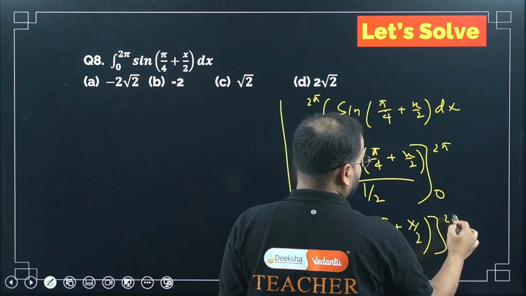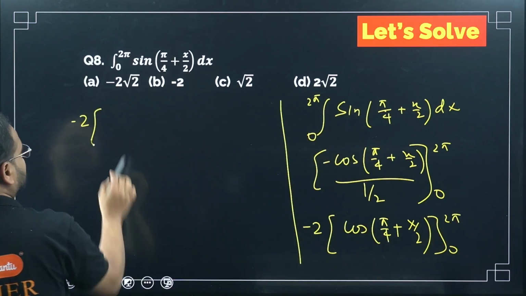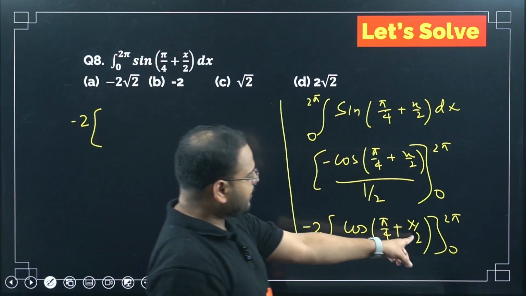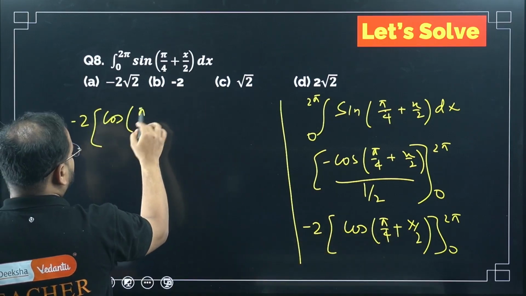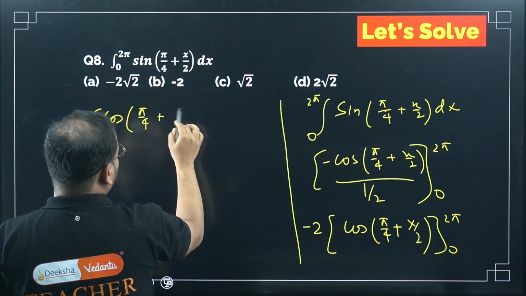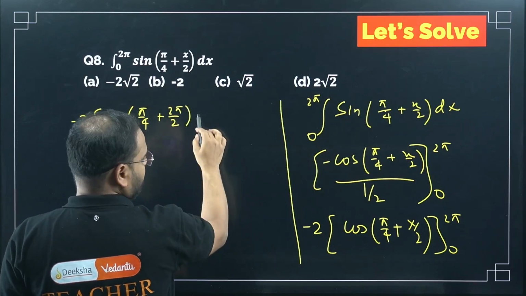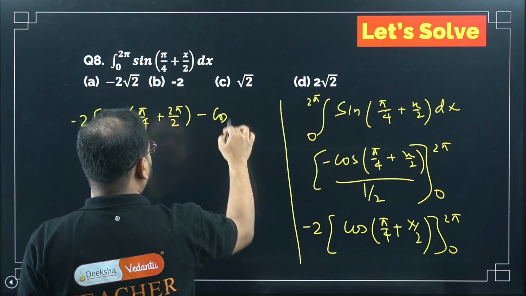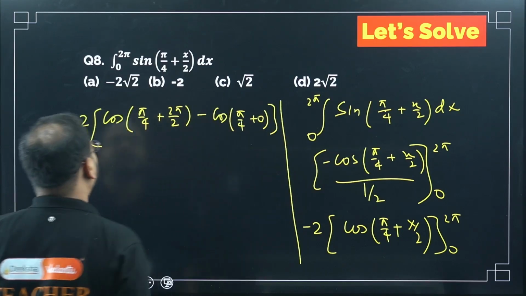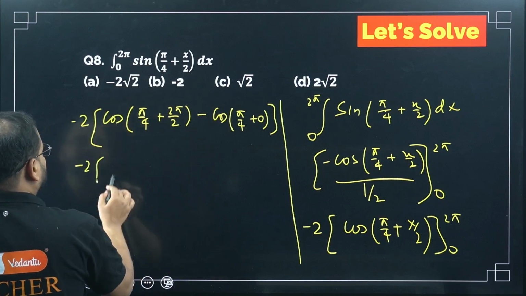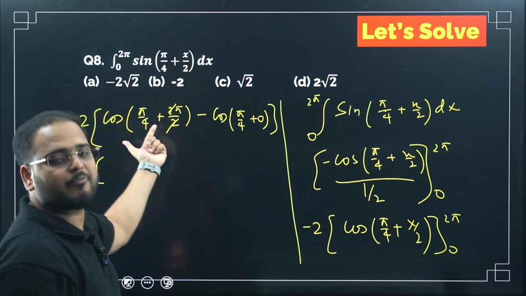Let's write for the upper limit first. I have the minus 2 as it is, outside as a constant. Cos of pi by 4 plus 2 pi by 2, okay, upper limit is done, minus lower limit, cos of pi by 4 plus 0, right? Okay, have a look now. Minus 2 times of, how much is this? Pi plus pi by 4, because 2 and 2 are cancelled.